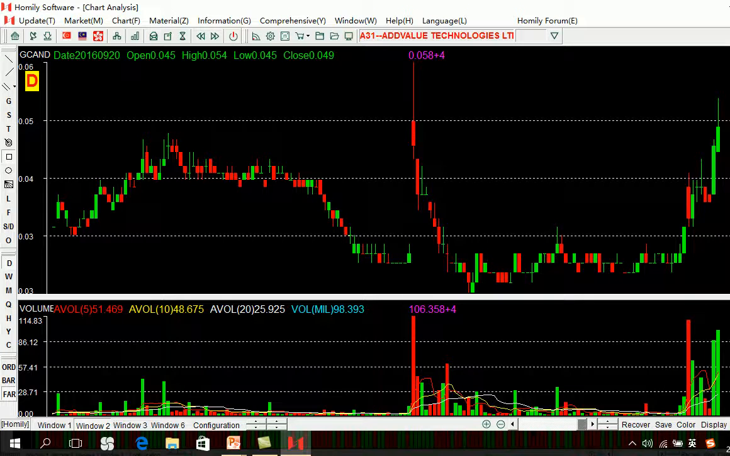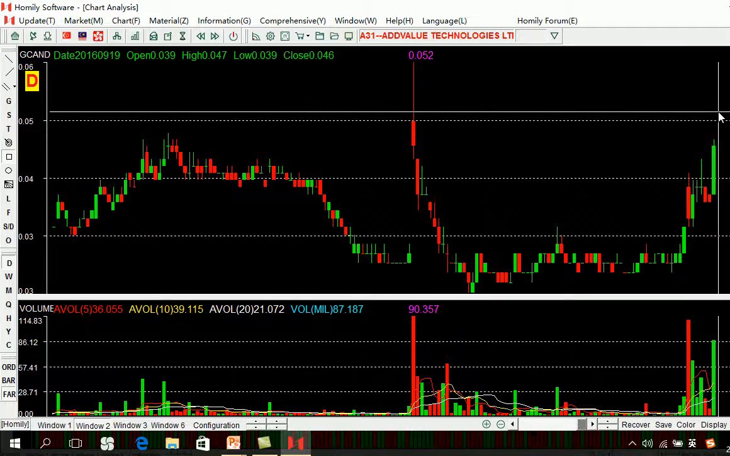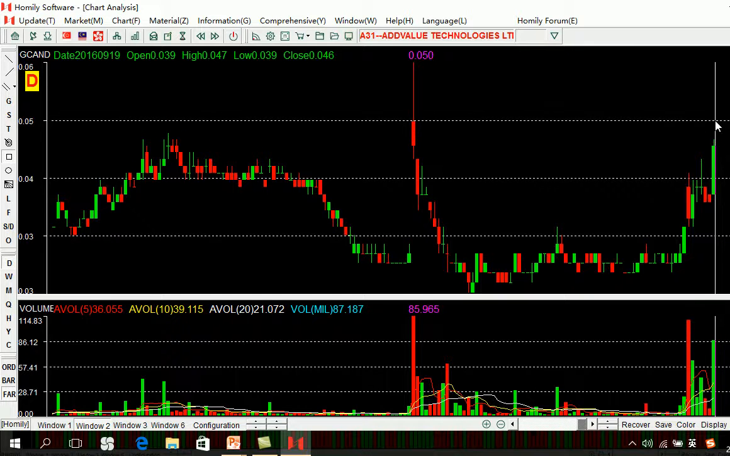This stock, let's see this one. We can see the price went sharply up on Monday. So firstly, if you have this stock, you should know where the resistance is. You can know that 0.05 is the resistance, right? So if you buy this stock, you should sell at this price for the short term.